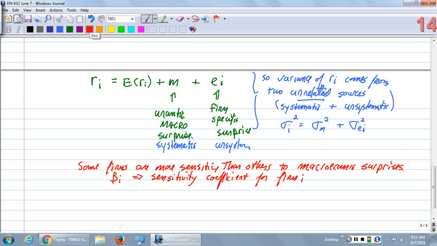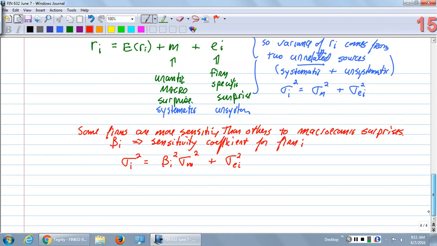And so now we can rewrite then the variance for the firm, it's equal to the beta for the asset squared times the variance of that market surprise plus the variance of the firm specific surprise. Okay.